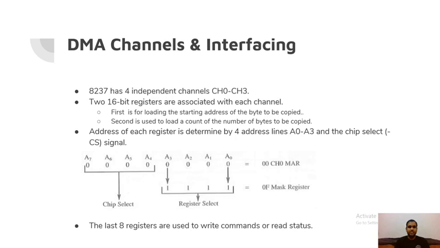Address of each register is determined by 4 address lines A0 to A3 and the chip select signal. The last 8 registers are used to write commands or read status. Here you can see that out of these 8 bits, the starting 4 bits from A7 to A4 are for selecting the chip, and the last 4 from A3 to A0 are for selecting the register.